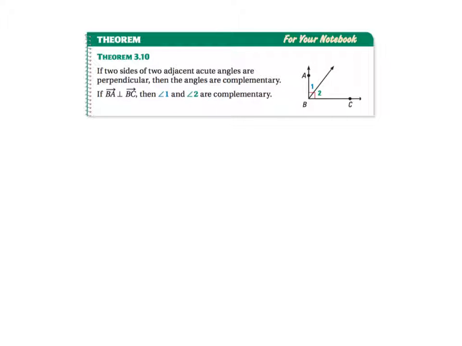Next, we have another theorem. It states if two sides of two adjacent acute angles are perpendicular, then the angles are complementary. So remember, adjacent angles are angles that share a side. So basically that just means that this ray is perpendicular to this ray. This makes sense because if this line is perpendicular to this line, they're forming a right angle. Therefore, the two angles, angles 1 and 2, have to add up to 90 degrees because, again, a right angle is formed. And if two angles add up to 90 degrees, they are complementary.